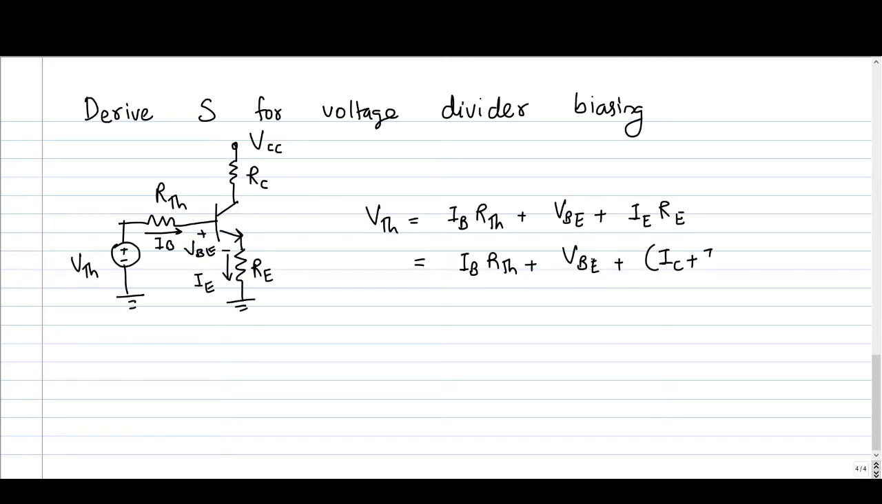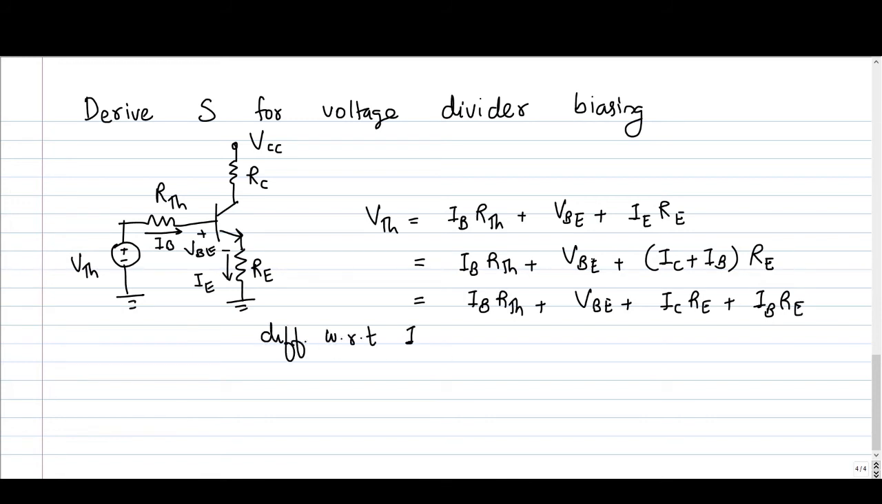IC plus IB into RE. Okay, now differentiate this with respect to IC. So before that, let me open this bracket: IB into RTH plus VBE plus IC RE plus IB RE. Now differentiate this with respect to IC.